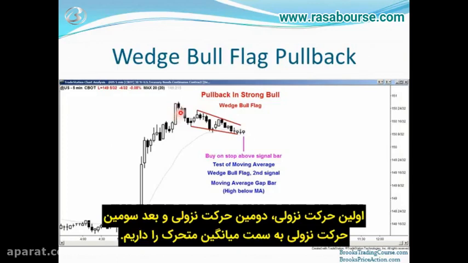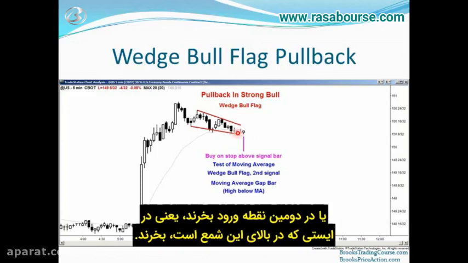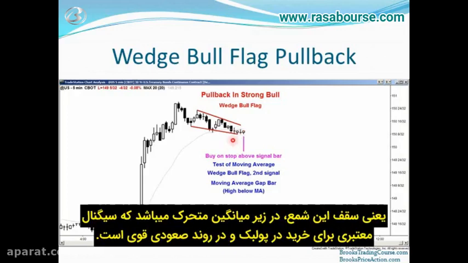We got one push down, a second push down, and a third push down to the moving average, and it's a very nice looking wedge bull flag. Traders could buy above the high of this bar, or they could take the second entry, which is buying on a stop above the high of that bar. It's also a moving average gap bar. The high of the bar is below the moving average, and that's usually a fairly reliable buy signal for a pullback in a strong bull trend.